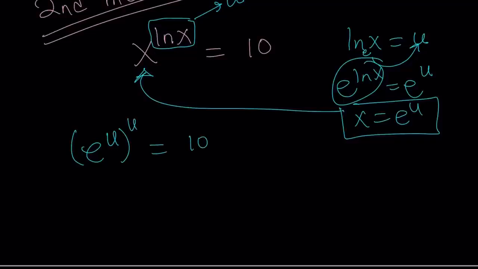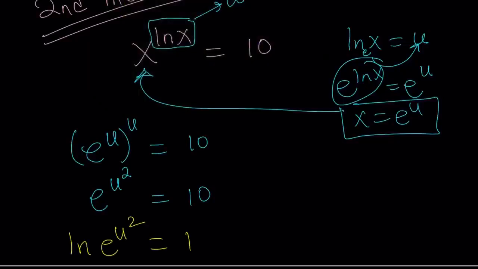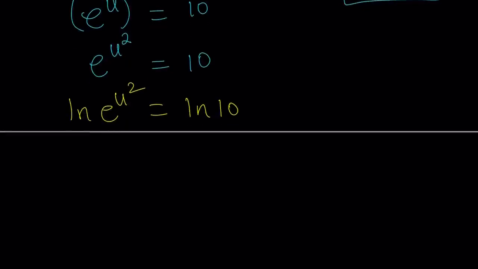So e to the power u raised to the power u is e to the power u times u, which is e to the power u squared. Awesome. Now, what do you do if you have e to the power a variable? What's the answer? You ln both sides. You want to bring down the power. So let's go ahead and ln both sides. And that gives us something that should look familiar to you. ln 10. Yay, we got this before.